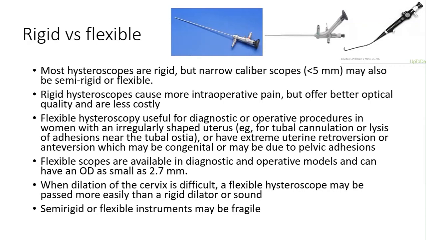The flexible hysteroscopes are favorable for diagnostic or operative procedures where there is an irregular shape of the uterus, or where there's extreme retroversion or antiversion, which is not correcting when you pull using the tenaculum. So you may want to use a flexible scope. The disadvantage of the flexible scopes is that they are very fragile and they are more expensive, so greater care is needed in taking care of them. They also tend to come with smaller outer diameters, so they can be used quite well in an outpatient setting.